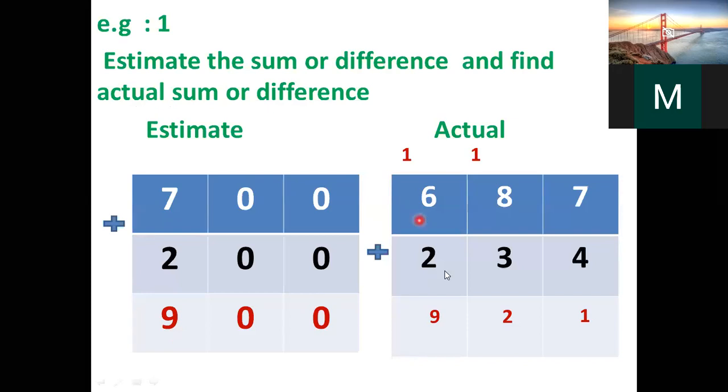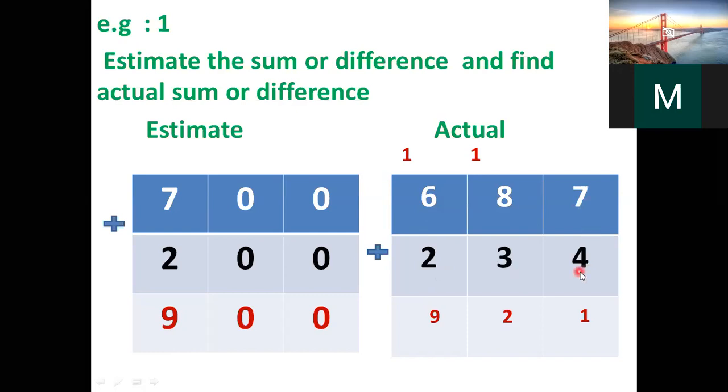I will give two numbers, and you have to add these two numbers. First, add the actual place values. The first number is 687 and the second number is 234. First, add the ones place value.